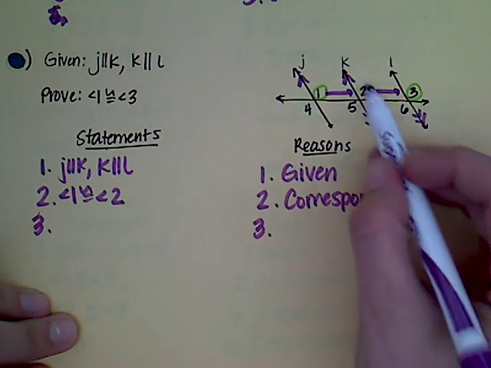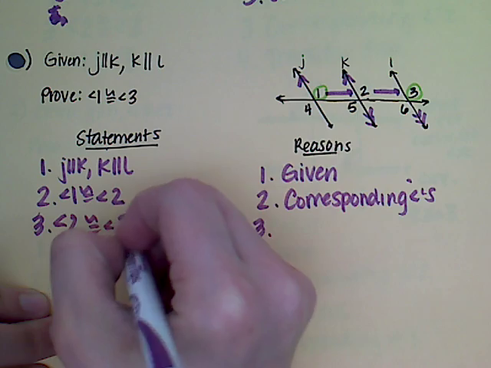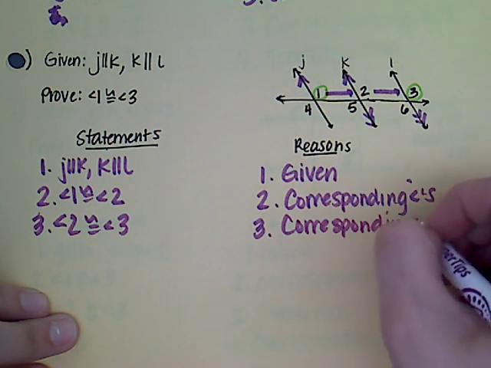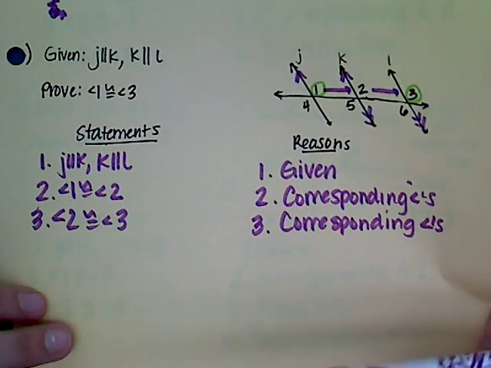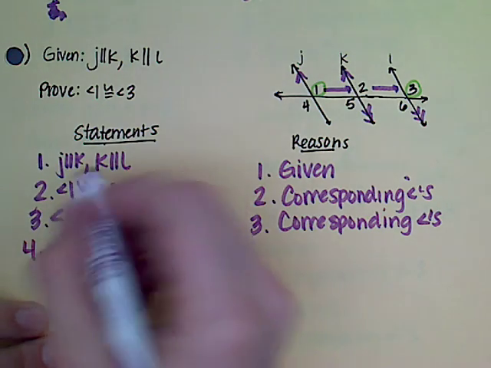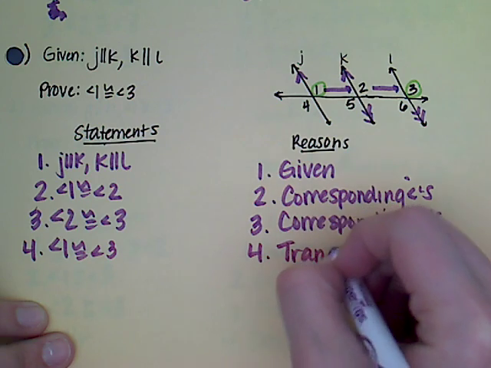I also know, because K and L are parallel, that angle 2 is congruent to angle 3, also by corresponding. Remember, you can only say that for angles whose two lines that create them are parallel. Again, I've already said 1's congruent to 2, 2's congruent to 3, so 1 is congruent to 3 by transitive.